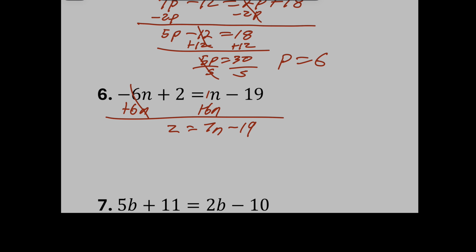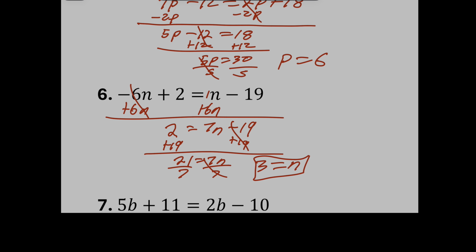Now, that looks like a z, doesn't it? I got to get better at that. I'm sorry. Let me make that a nice, pretty looking 2. It looks more like a 2 than a z. Here we go. Boom, boom. They die, and I get 21 equals 7n, which I love because it's nice and even, and I get 3 equals n.